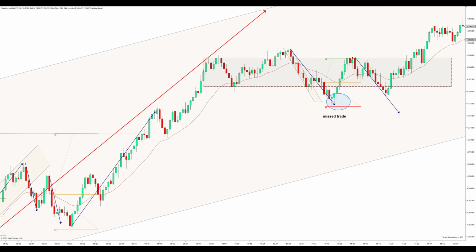So we push it up, we bounce off the range high right there. We get this lower high. It's not an ideal looking lower high. It's just starting to go sideways. You're entering lower than halfway into this range right here. You don't even have room. So there's no reason to enter that.